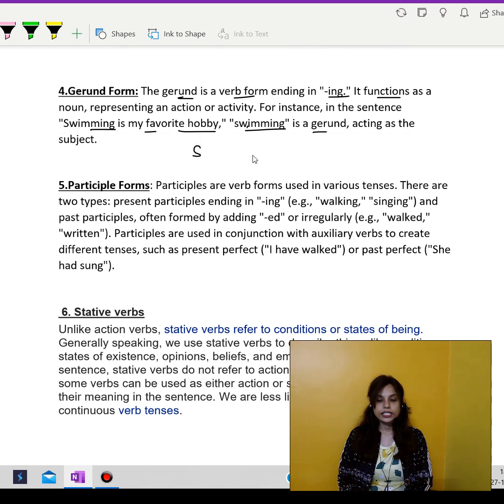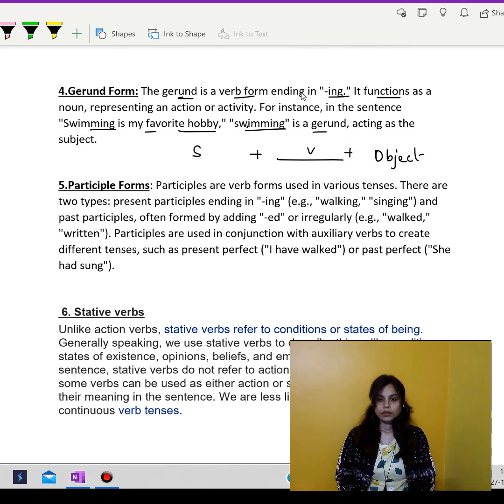Now, we all know a sentence has three parts: subject, verb, object. That makes a sentence. So, yes, we have the subject, then the verb, then the object. So, that is how a sentence is formed. So here swimming is a gerund and it's acting as the subject.